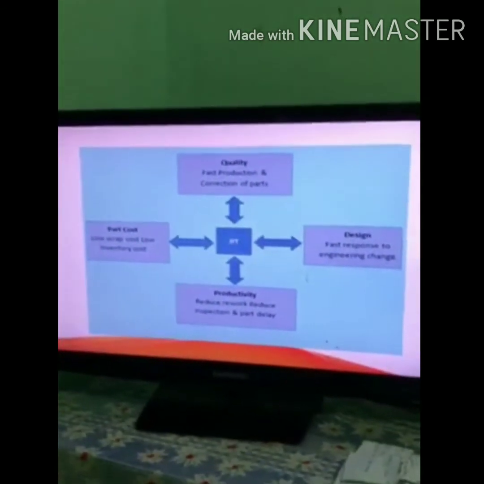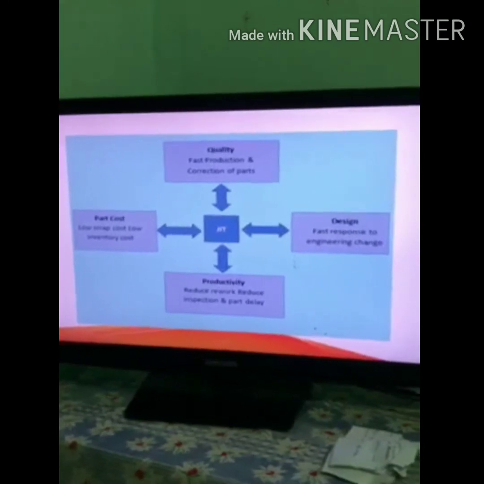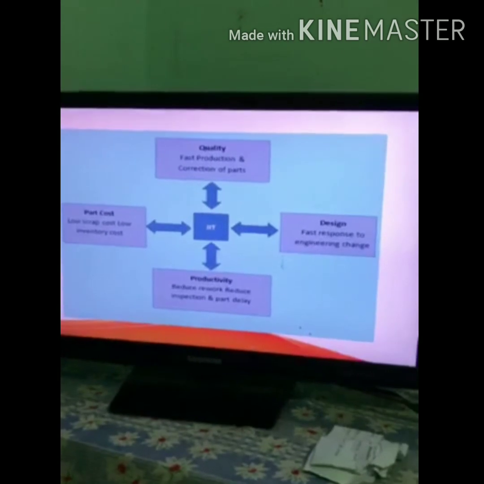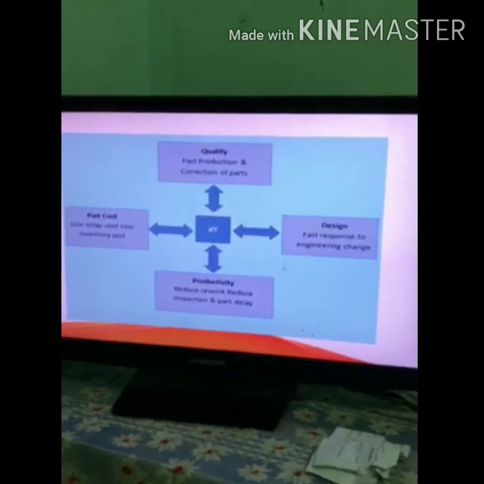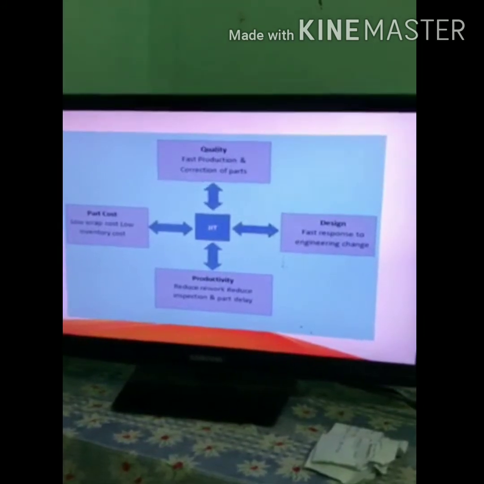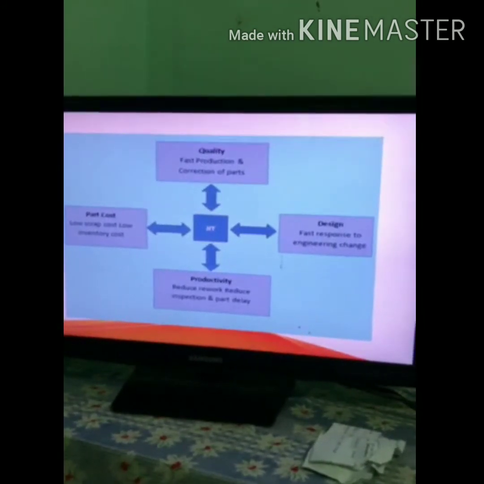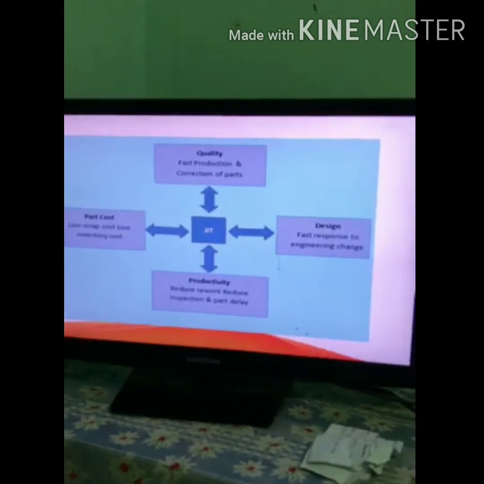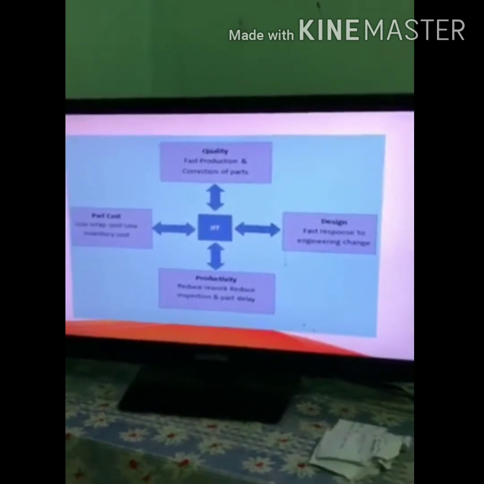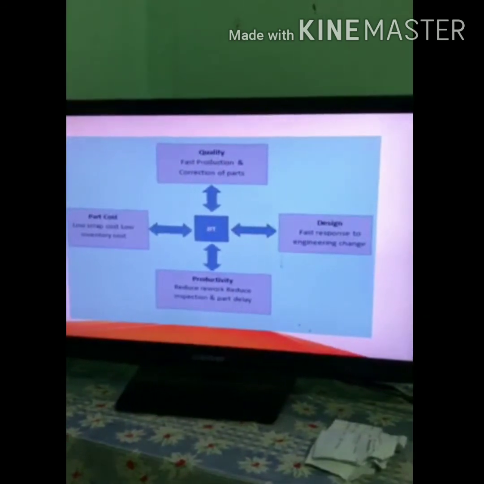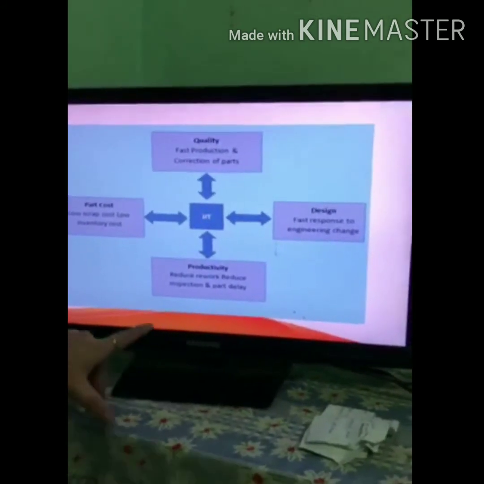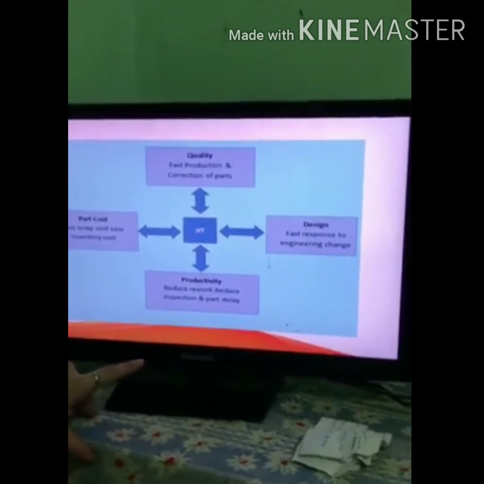For just in time we have design, productivity, part cost, and quality. For design, it is the fast response to engineering change. For productivity, it is to reduce rework, and reduce inspection and part delay. For part cost, low scrap cost and low inventory cost. For quality, it is the fast production and correction of parts. So they can use this in just in time for their company.